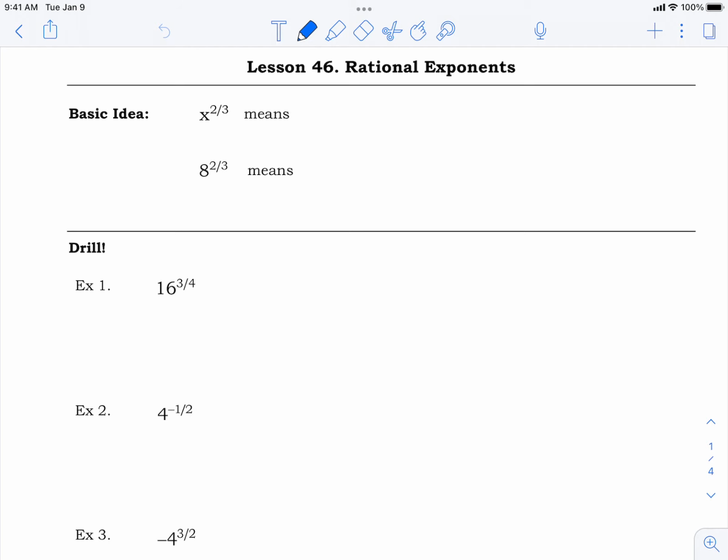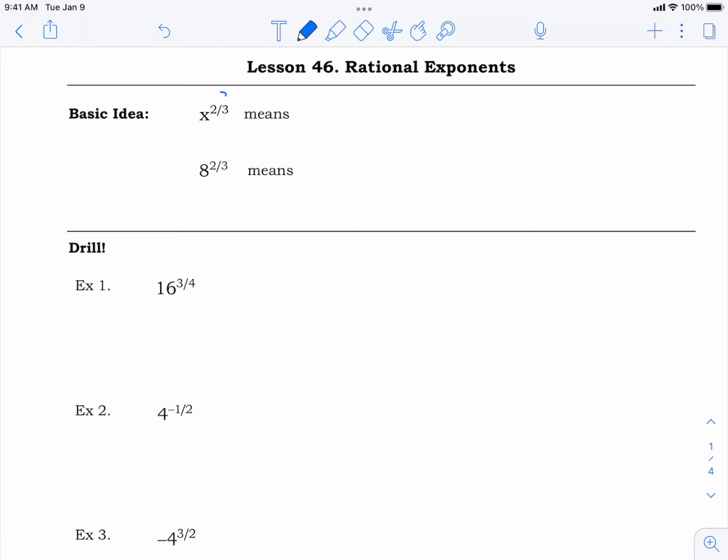Lesson 46, Rational Exponents. Now the word rational in a math class basically means fraction. So notice we've got exponents which are fractions. That's what we're playing with today. So what do you do with these things?